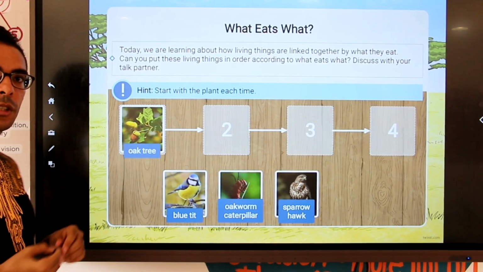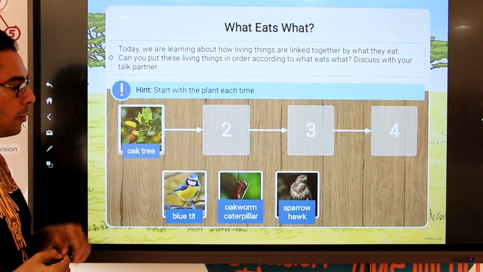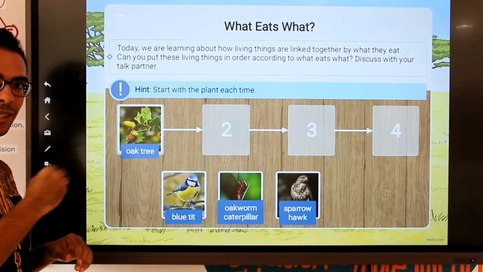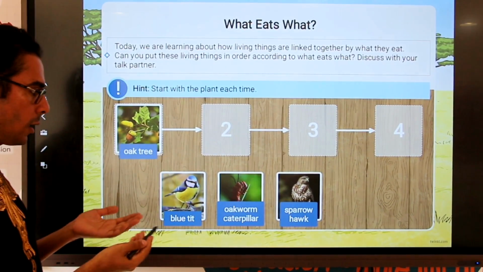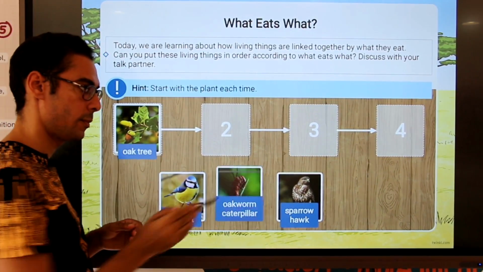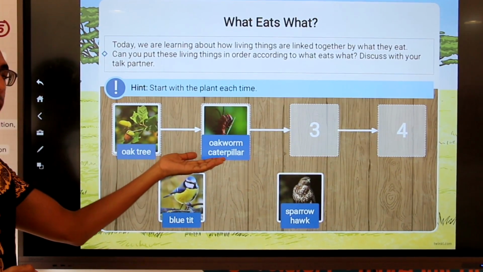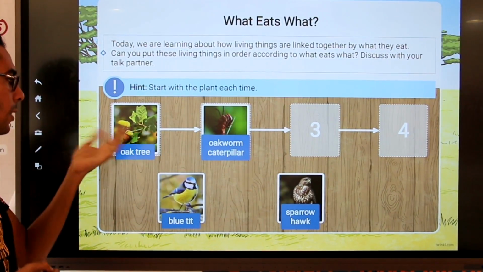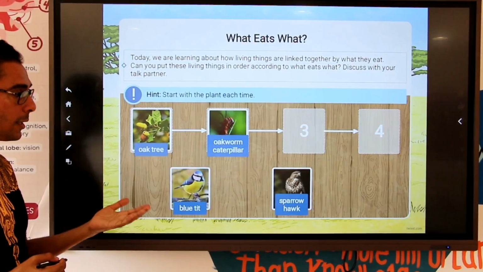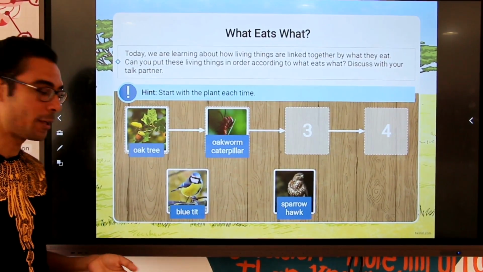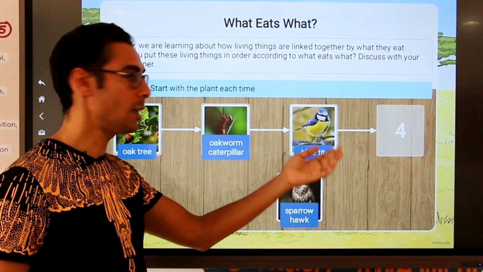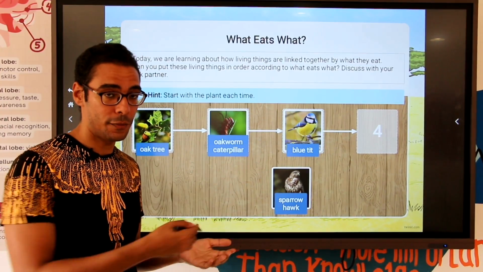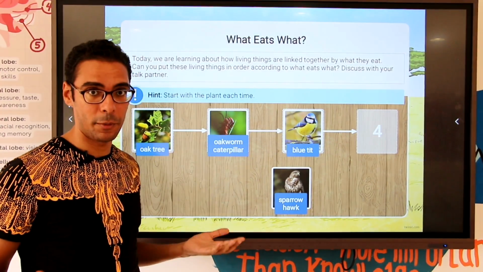So what comes after the oak tree? You might be looking for the grass eater, which is the primary consumer. And I guess you might be thinking it's going to be the oak worm because it's the only one able to eat the oak tree leaves here. The second one is going to be the secondary consumer, which is going to be the blue tit. The blue tit is a bird, eats the oak worm, and definitely different kinds of worms. This is just an example.